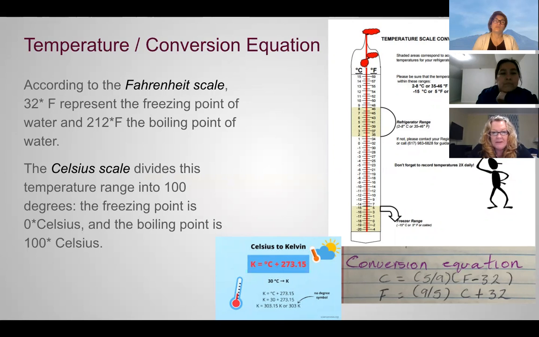There are two commonly used scales to measure temperature. The Fahrenheit scale introduces 180 degrees of division between the freezing and boiling temperatures, while the Celsius scale divides this temperature range into 100 degrees.